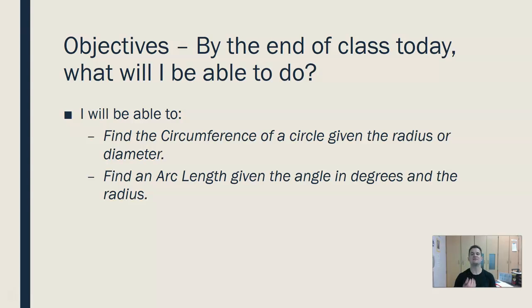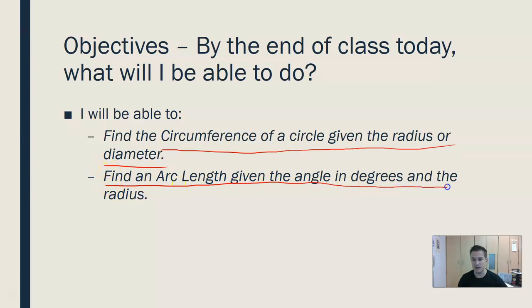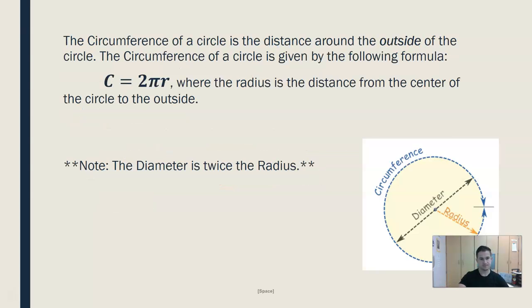By the end of this lesson, this is what I hope that you are able to do. I hope that you're able to find the circumference of a circle given the radius or the diameter. We'll talk about those terms if you don't remember what they mean. And then also, I want you to be able to find an arc length given the angle in degrees and the radius. We'll talk about what an arc length is and how to determine it.